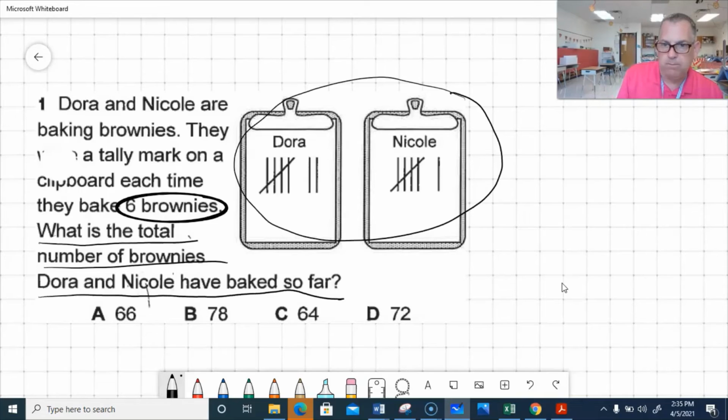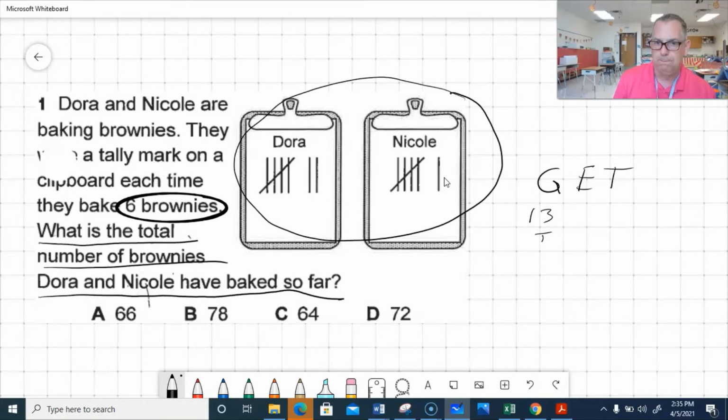So on this problem, I'm going to use a GET strategy. So G, E, and T. Do we know how many groups there are? Yeah, we know how many groups there are. The groups are going to be the tally marks. Now you can see I've got 5 here, 5 here, that's 10, and then 3 more tally marks altogether. So that would be 13. So I've got 13 groups. And those are the tally marks. I'll put a T right there.